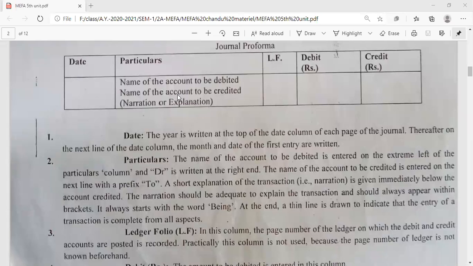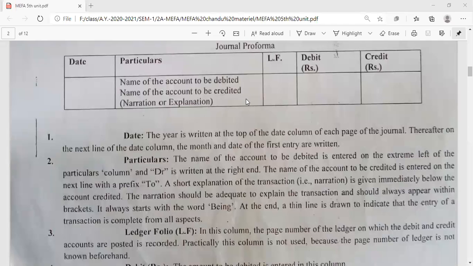At the end, a thin line is drawn to indicate that the entry of a transaction is complete with all the aspects, right? After writing your explanation, you will write a small tick mark here, that means just a small underline. Okay, what is this LF? LF means ledger folio.